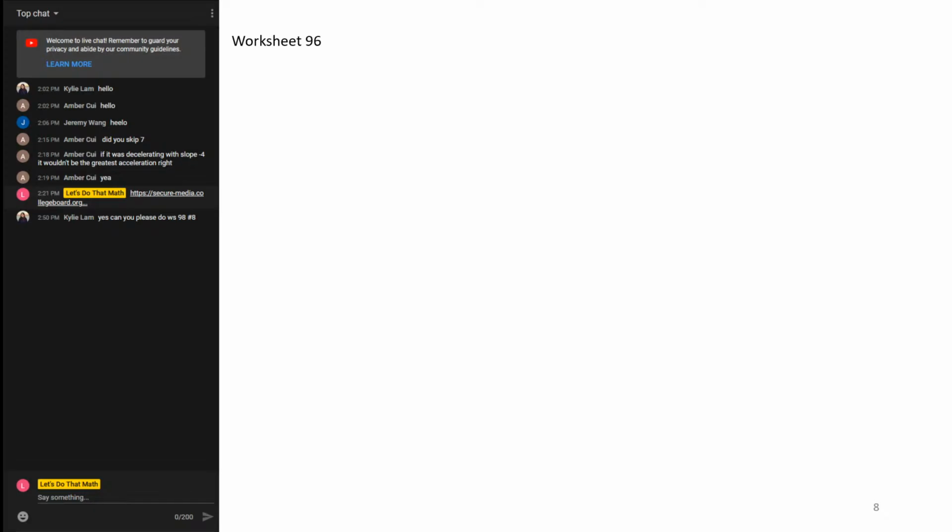So you said worksheet 98, number 8. Find the y-intercept of the line tangent. Okay. So we first have to find the slope of the tangent line, right? And to find the slope of the tangent line, that's going to be the first derivative, right? dy/dx.